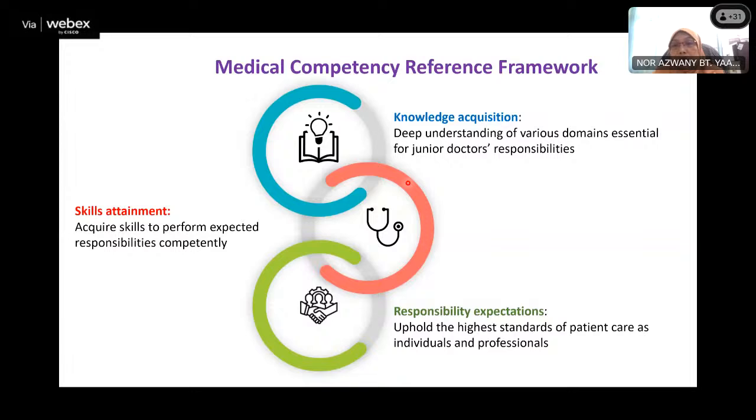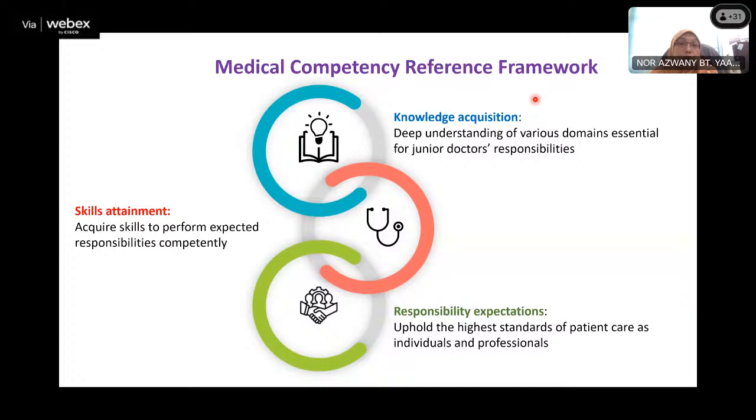So, as also explained by Prof. Tatsia just now, when we talk about the medical competency reference framework, we divide that into three main categories, which are knowledge acquisition, skill attainment, and responsibility expectation. And for the medical program, we put out that knowledge acquisition is the deep understanding of various domains essential for junior doctors' responsibilities. In terms of skill attainment, it is for them to acquire skills to perform expected responsibilities competently. And in terms of responsibility expectations, it is to uphold the highest standards of patient care as individuals as well as professionals.